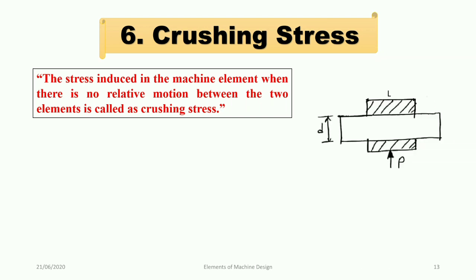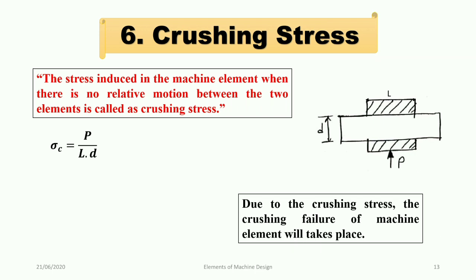See the diagram. In the diagram, one rectangular block is there, and in the block one circular rod is inserted which is fixed. There is no relative motion between the two elements. The equation is the same: sigma c is equal to P divided by L d, where P is the load, L is the length of the shaft, and d is the diameter of the shaft. And due to the crushing stress, the crushing failure of the machine element will take place.